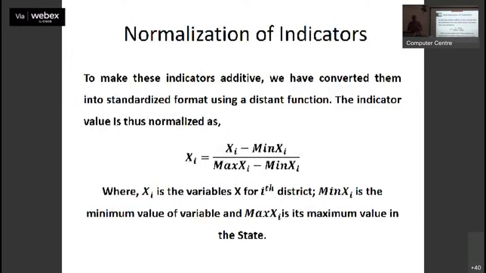And we have adjusted it so that if a particular variable is such that less is better, then we reverse its ratio. Where Xi is the value of the variable X for the ith district, minimum Xi is the minimum value of the variable, and maximum Xi is the maximum value in the state. So what we did, we converted each ratio variable or percentage variable into index.